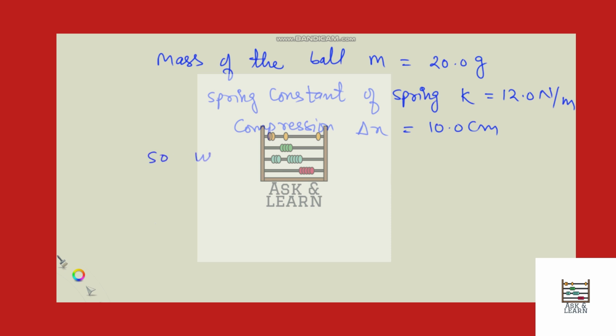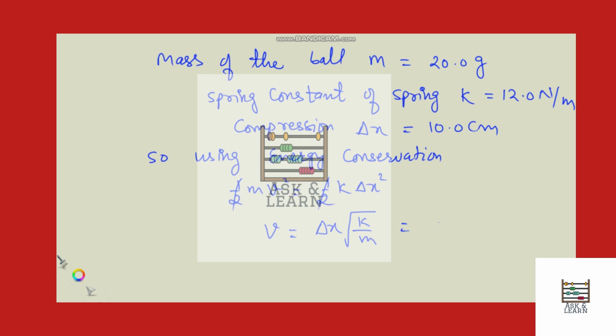So, using energy conservation, the kinetic energy gained by the ball when it leaves its contact with the spring will be equal to the elastic potential energy stored in the compressed spring. Cancelling this half, we get an expression for V, the maximum speed gained by the ball as it leaves the contact with the spring, and that expression is delta X multiplied by square root of K by m.